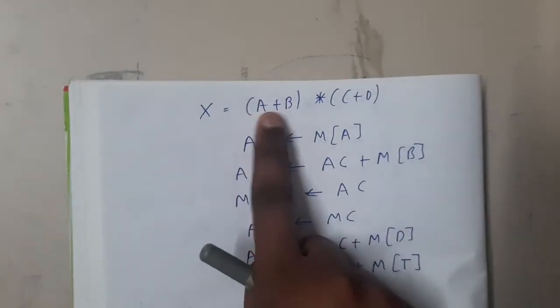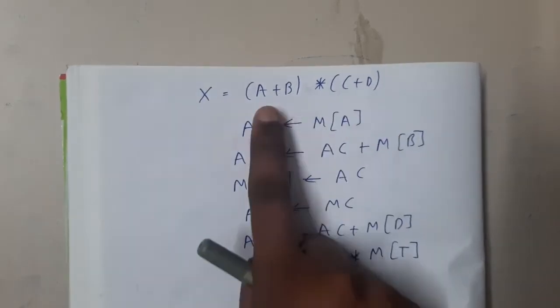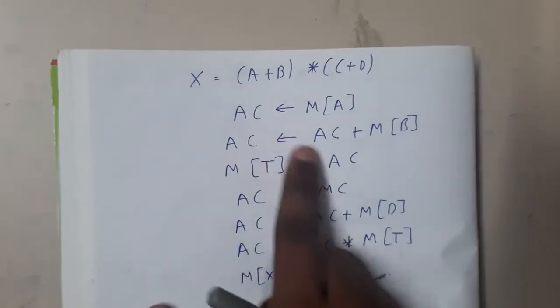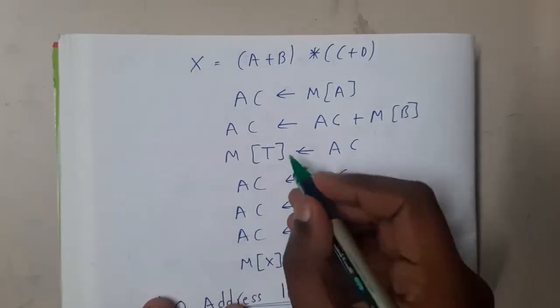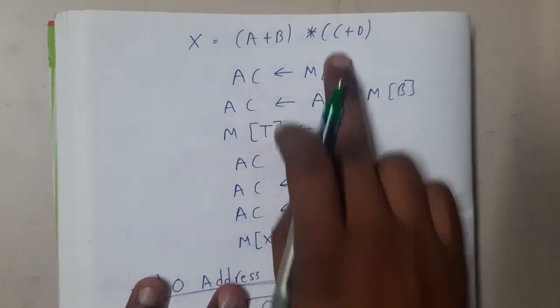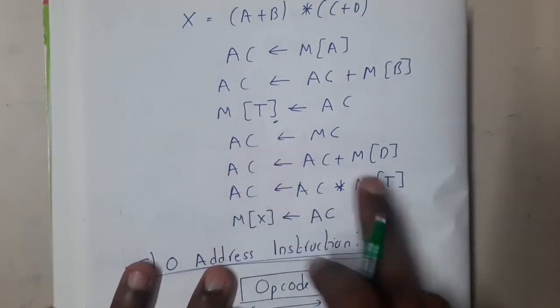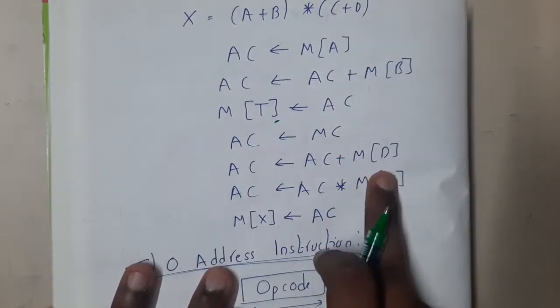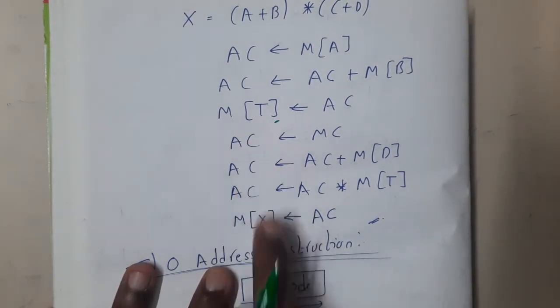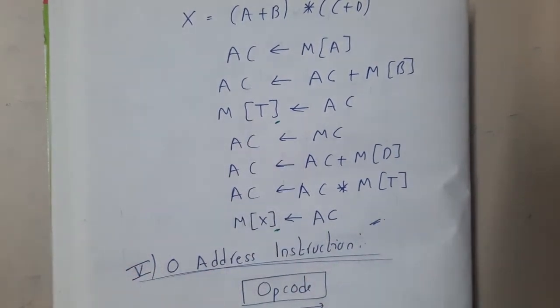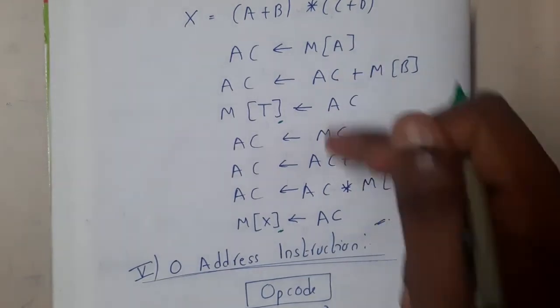So A plus B into C plus D. First you will take the A value and push it into the accumulator. You will add the accumulator with this B value and push it into the accumulator. Again, that accumulator value you will store somewhere in memory. Again you will take the C value and store it in the accumulator. Again you will add accumulator plus memory D and store it in the accumulator. You will multiply the accumulator with this address D. So you will get the final result. In this way, just by using the accumulator only, we are solving it here.